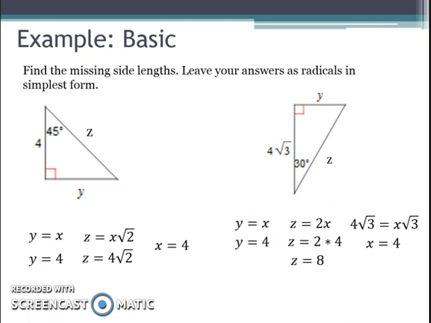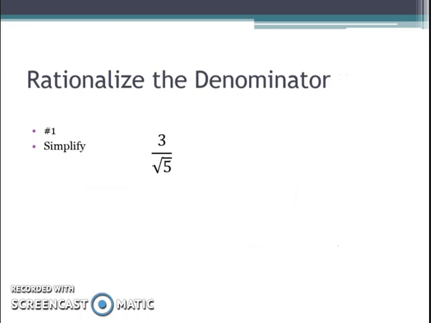You should now be able to finish the front side of the practice, which is the basic questions. And then we're going to talk about the notes from the back. So on the back, we have rationalize the denominator. There's multiple steps with this. The idea is we cannot have a radical in the bottom, in the denominator.